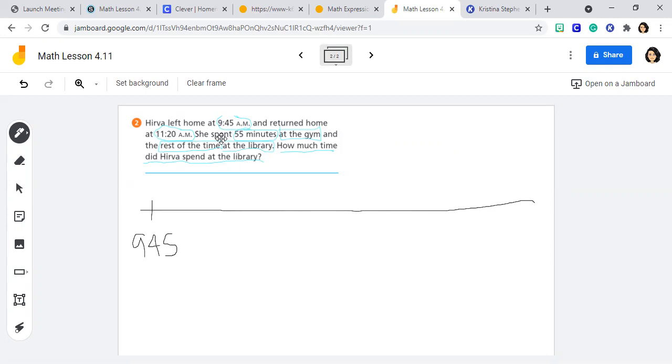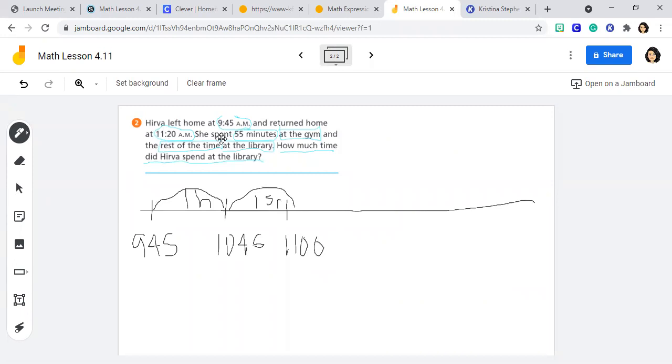in landmark time jumps. So we can jump forward in groups of 5 minutes, groups of 15 minutes, or 30 minutes or 60 minutes. And I think because I know that 1 whole hour forward gives me 10:45, I'm going to start with that 1 hour. But if I jumped to 11:45, that's too far. So I think that I'm going to next jump to 11 o'clock, which is just 15 minutes.